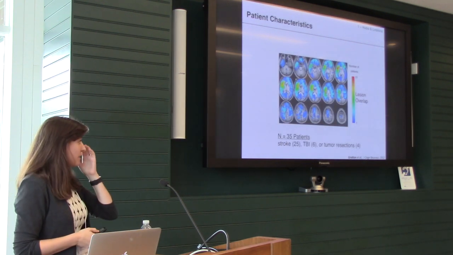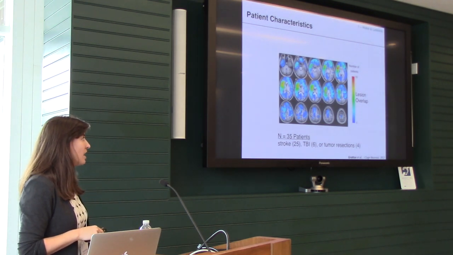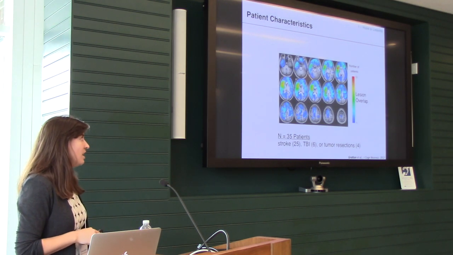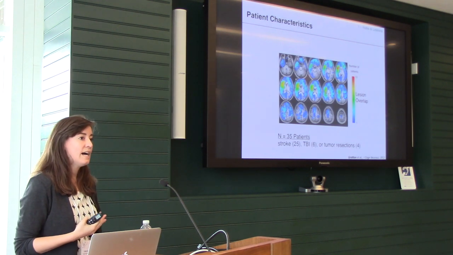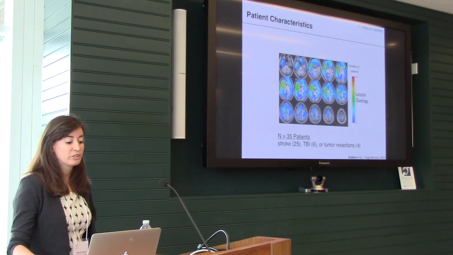And so we had 35 lesion patients in this study that had primarily lesions due to stroke and had lesions to many different areas of the brain. So this is just an overlap map of their lesion locations. The reason I emphasize this is that it then allowed us to ask the question of how lesions to different types of regions might affect network organization.